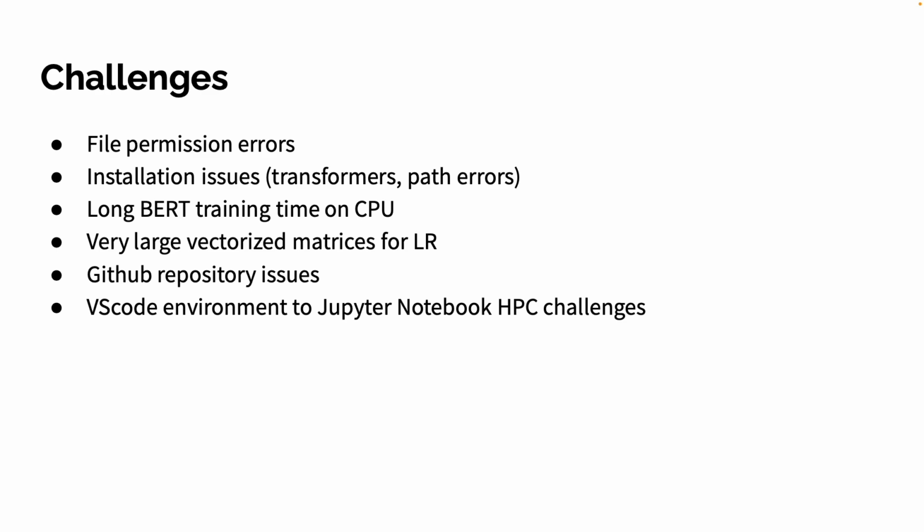Some challenges we had while making the project were file permission errors and some installation issues. When we were working on the project for the first time, we had long times on the CPU because of how BERT trains, and very large vectorization matrices for the LR. We had some GitHub repository issues, which we fixed. There were also different challenges because some of us worked in VS Code and we also used Jupyter Notebook, but there were some issues on both the HPC and VS Code.